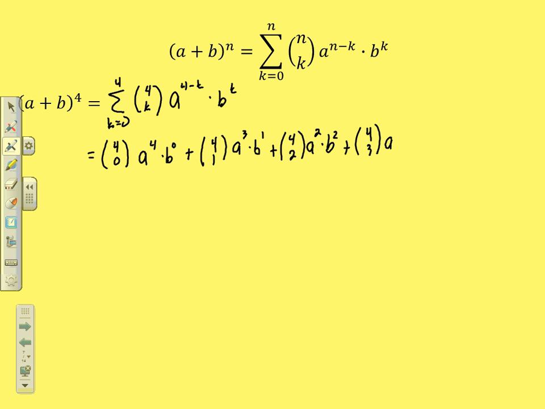And then we'll say plus 4 choose 3, and 4 minus k in this case would be 4 minus 3, which will give me a to the first power times b to the third power. And again, the sum of the exponents is still 4. And we have one more to go through here.